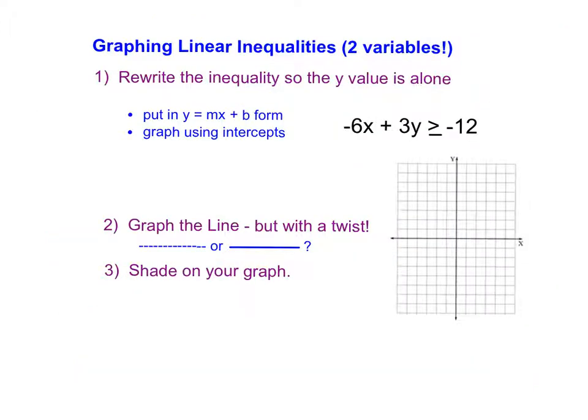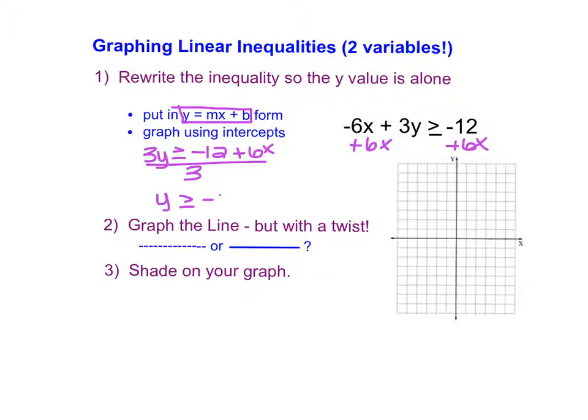So now let's try another example together. Remember, we need to start by getting it into y equals mx plus b form. So I'm going to start by adding 6x to each side. So I have 3y is greater than or equal to negative 12 plus 6x. Divide both sides by 3, and I have y is greater than or equal to negative 4 plus 2x.